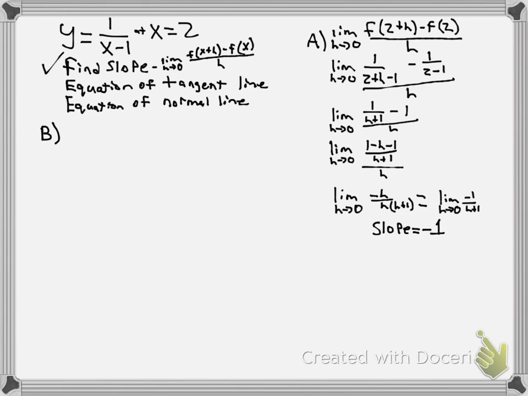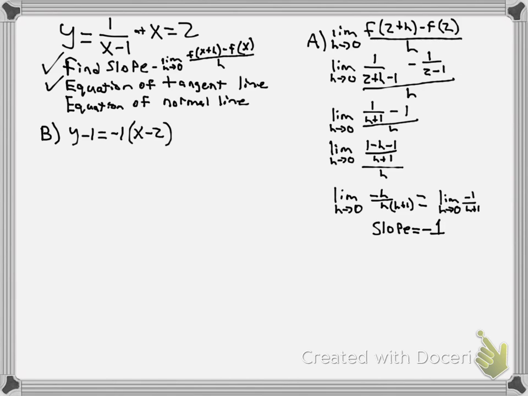So you're simply going to take y minus 1 equals negative 1 times x minus 2. Again, don't simplify that. Done.